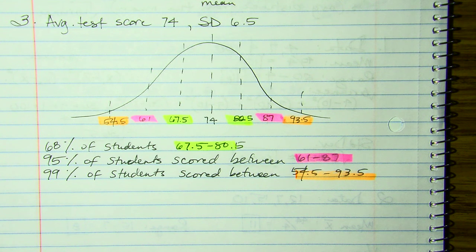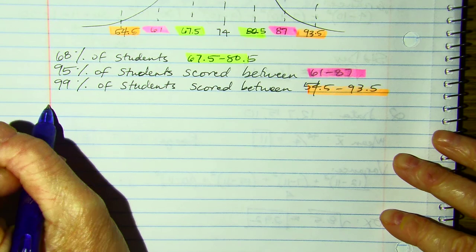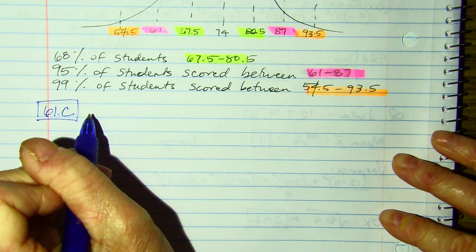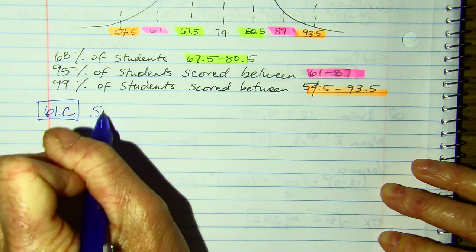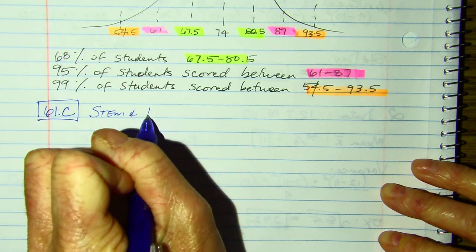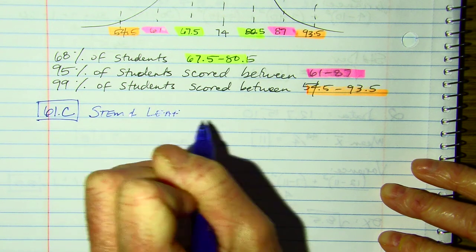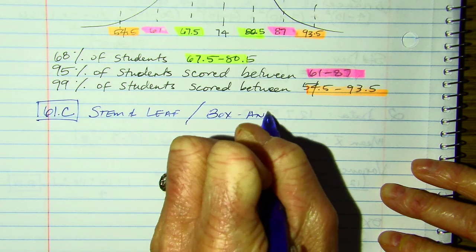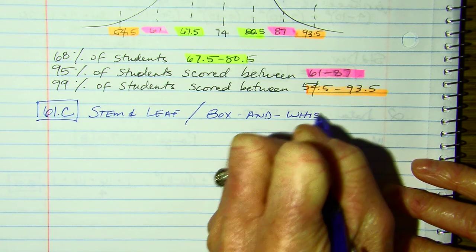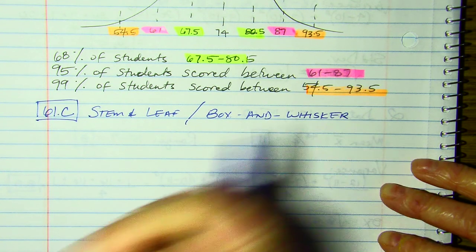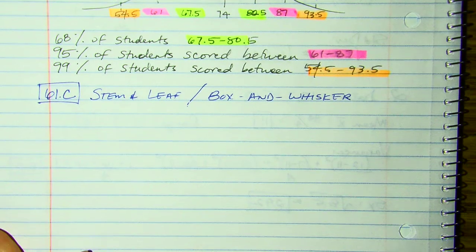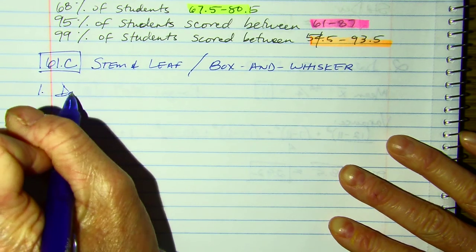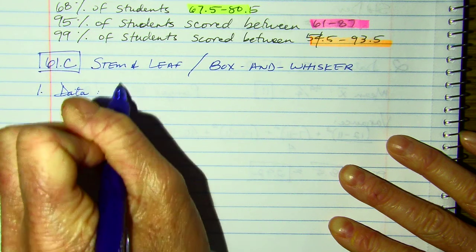So I'm going to go over quite a few things in 61 point C. 61 point C goes over a stem and leaf, and also a box and whisker plot. So I'm going to go over both so that you're able to do both. So number one, I'm going to give you a long list of data, but I'm going to be nice to you and I'm going to put it in order.